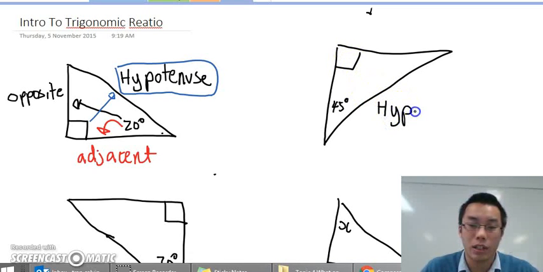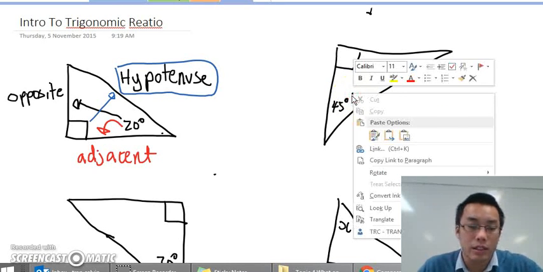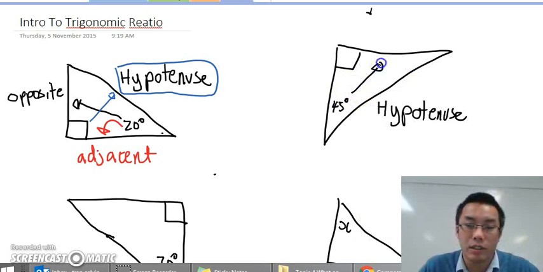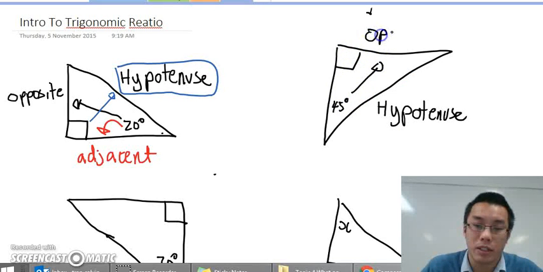Right angle, hypotenuse. The angle is here, and the side that is opposite the angle, that's what we call the opposite. So this side is the opposite. And the side that is nearby the angle is what we call the adjacent.